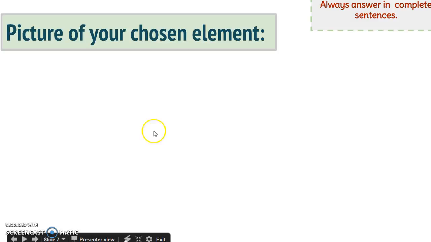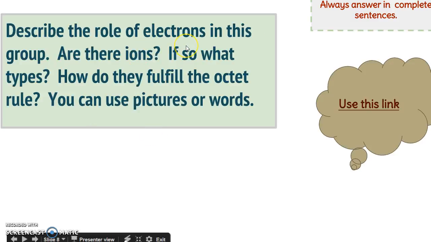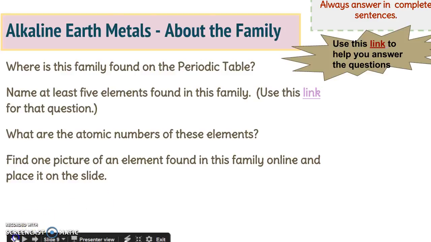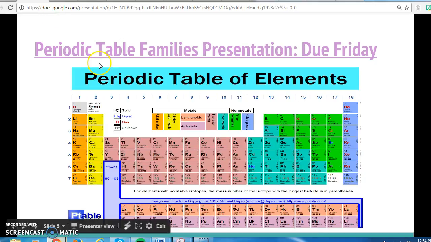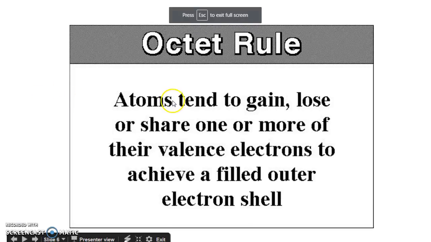You have a picture of your chosen element. And you're going to describe the role of electrons in this group. Are there ions? If so, what types? Are they positive or negative, cations or anions? And how do they fulfill the octet rule? You can use pictures or words for this. So you might be saying, hey, we haven't talked about the octet rule yet. And that is okay. Let me show you where in the presentation I talk about the octet rule. And we'll talk more about it tomorrow too if you're confused.